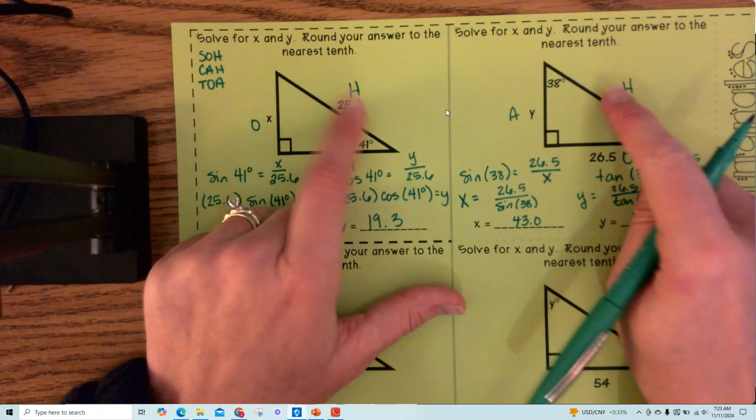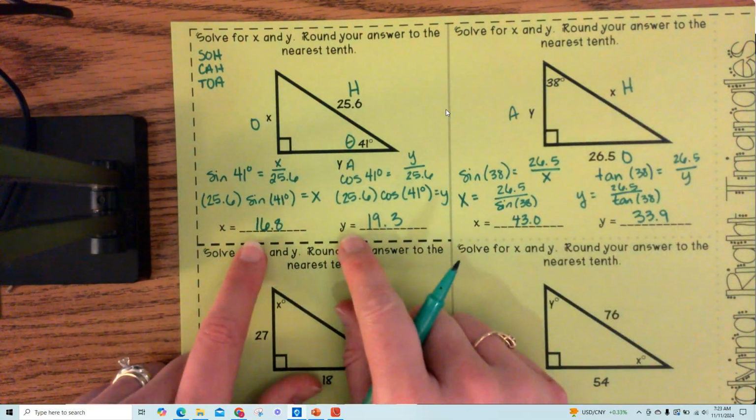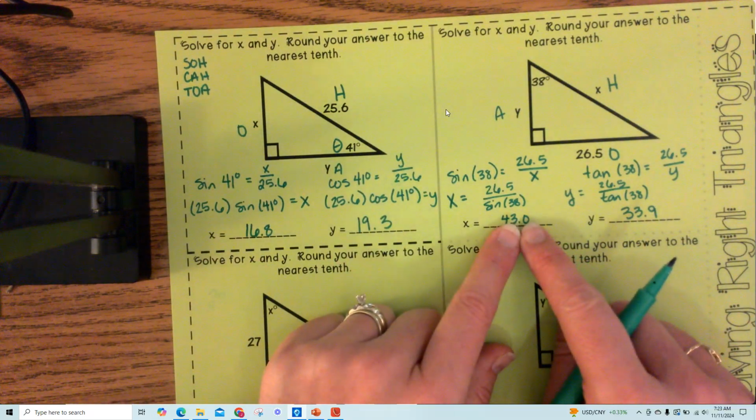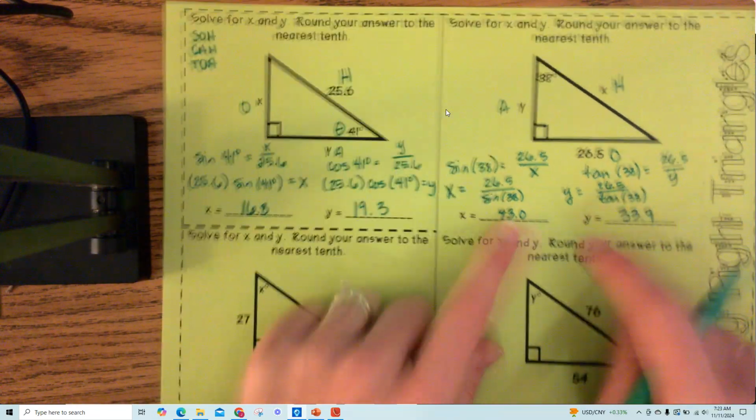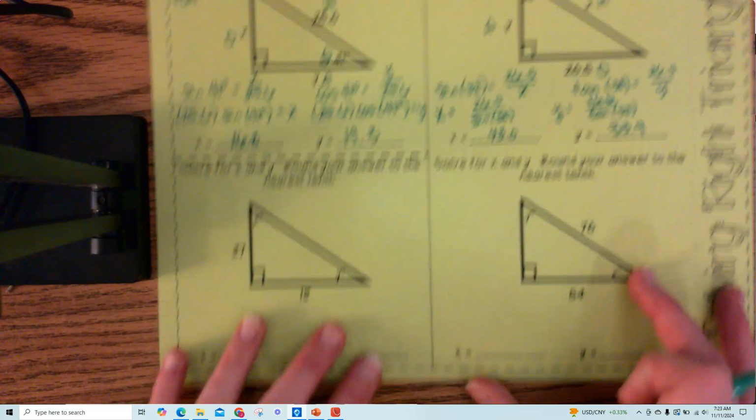This side should always be the bigger side. So in this triangle here, 25.6 is bigger than the other two sides. And this one here, this is the hypotenuse, and it's bigger than the other two sides. So it's just a little check. Remember, the hypotenuse should always be the longest side.